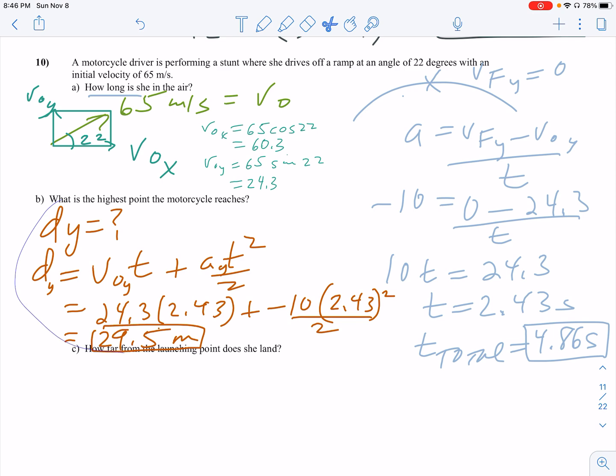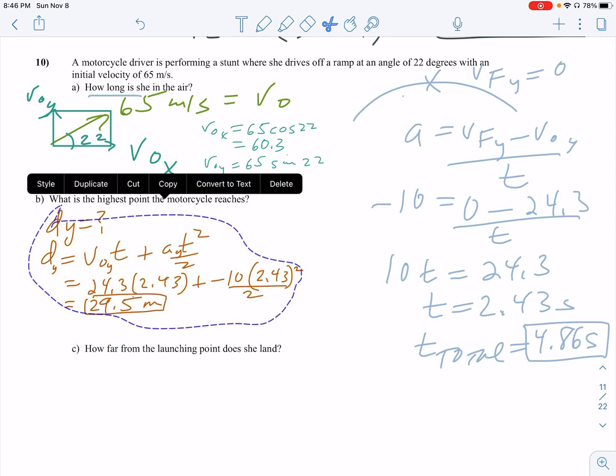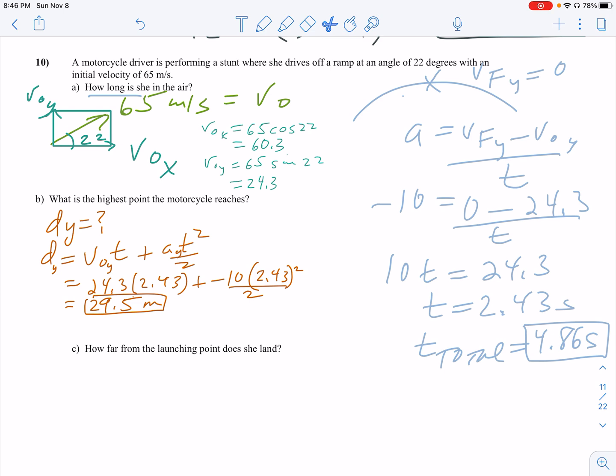Okay. How far from the launching point does she land? Same thing. dx is a question mark. Use the same equation. dx equals v0x t.